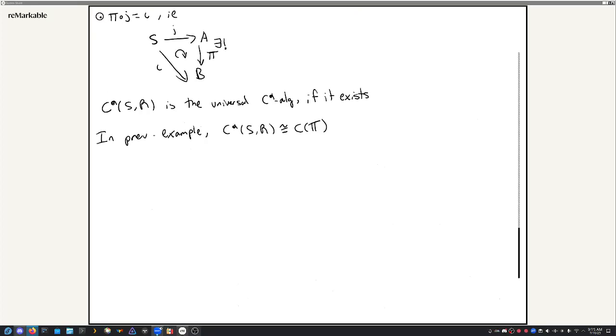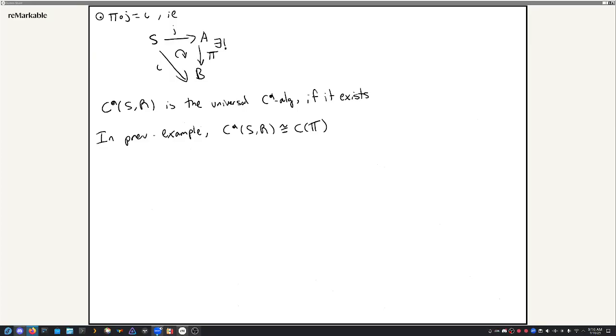But again, this universal C-star algebra doesn't have to exist. For example, if I just had a single element, say S, in S, and I had no relations, then there would be no universal C-star algebra. The problem is that there's no natural way of assigning that element a norm.